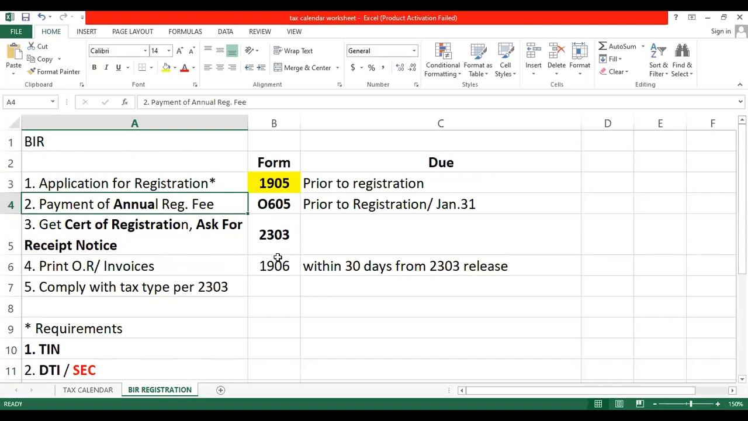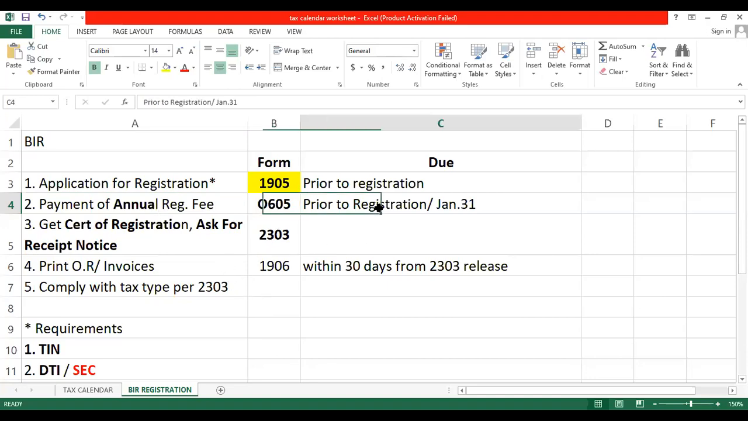So even if you applied on January as a new business, or you applied on December as a new business, you would have to pay 500 pesos annual registration fee. And you would be using BIR form 0605. In fact, this BIR form is called payment form. So every time you pay a tax that has no specific tax return, they would ask you to use BIR form 0605. So the due date of this is, of course, prior to registration or on or before January 31 of the next year.